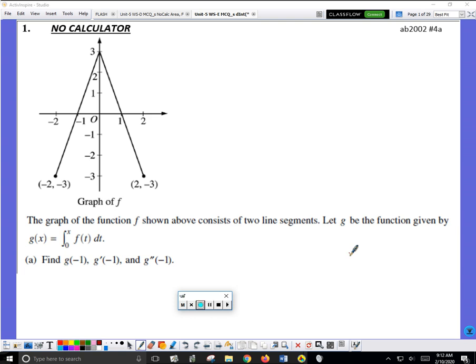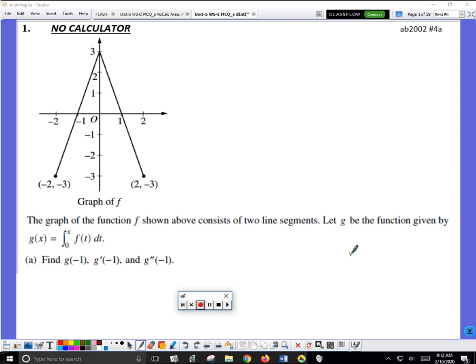Okay, look up. The key to today, listen. Tonight's homework is actually much easier than previous homework. They've done a good job of making it look harder. But as I often say, to be successful on the AP test, you've got to have a good understanding of calculus.